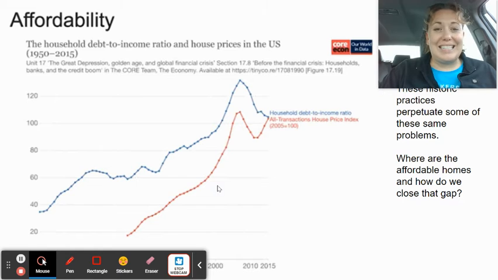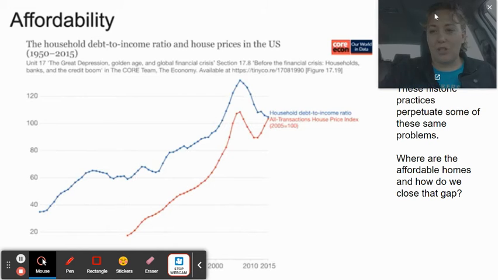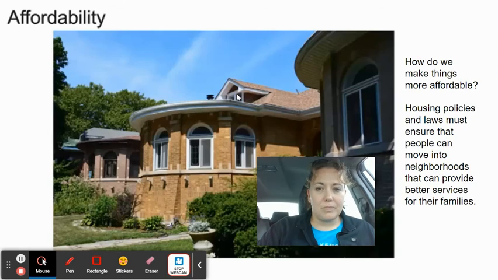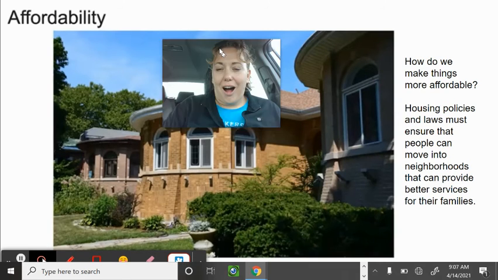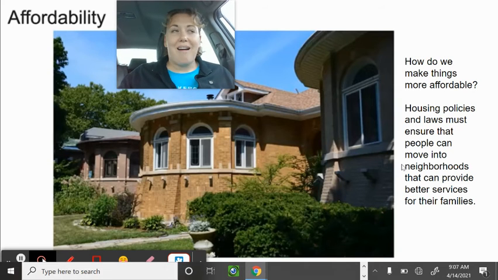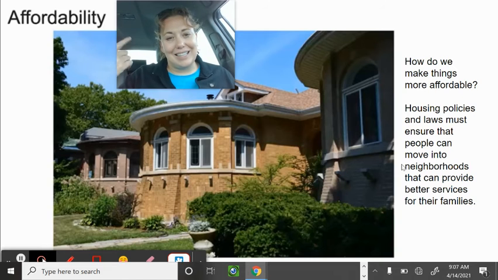Okay. And then affordability, debt to income ratio, and house prices in the United States. So debt to income basically means how much debt do I have versus the income, the ratio. And then obviously how that affects my ability to buy a house, or even be able to affordably rent a house. Okay. How do we make things affordable? Housing policies must ensure people can move into neighborhoods that provide better services for their families. Again, right now, people are priced out of the better schools because they can't afford a home in that nicer area, or they can't afford to commute in because they don't have a vehicle. So again, you guys can see the connection with the way this goes down.